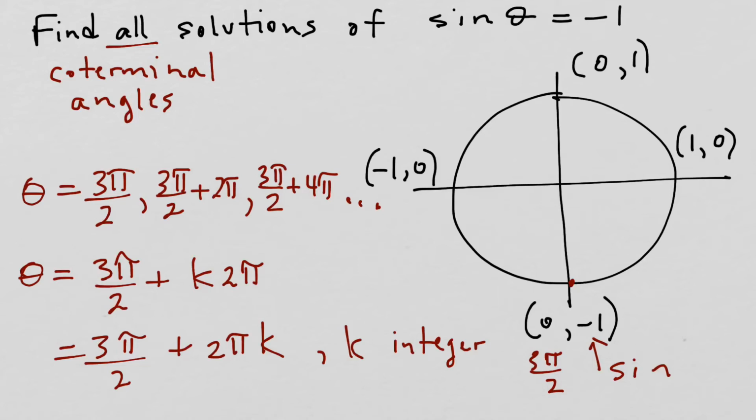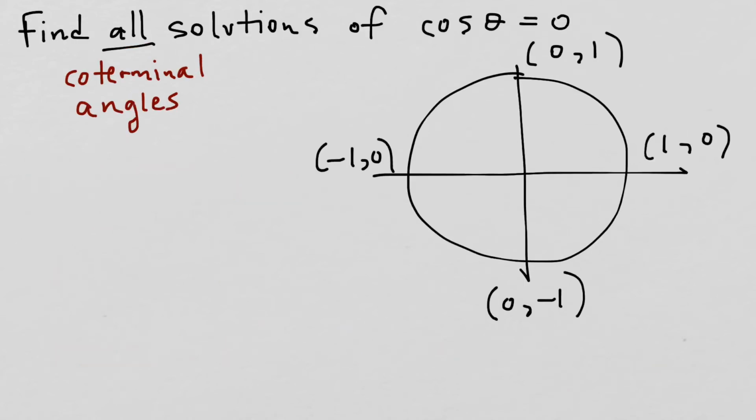Let's put a box. Okay, in this example, we're finding all solutions of this equation: the cosine of theta is equal to 0. We're looking for all thetas where the cosine is equal to 0. So the cosine is equal to 0 here and here. So this is your angle pi over 2, and this is your angle 3 pi over 2.